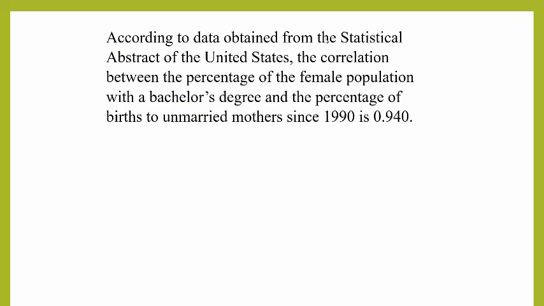According to data obtained from the Statistical Abstract of the United States, the correlation between the percentage of the female population with a bachelor's degree and the percentage of births to unmarried mothers since 1990 is 0.940. Whoa, that's a really high correlation. Does that mean that there's causation between getting a bachelor's degree and births to unmarried mothers?